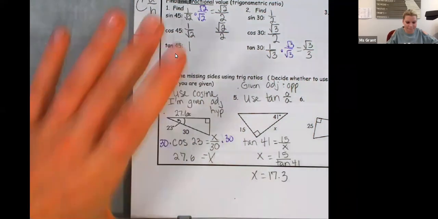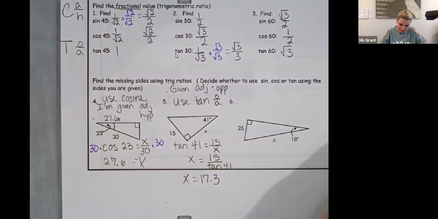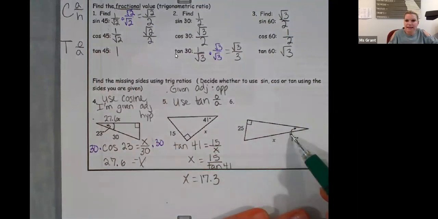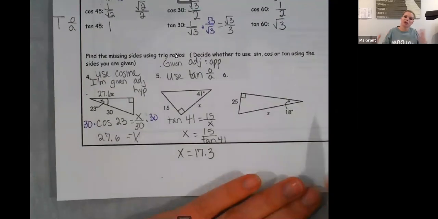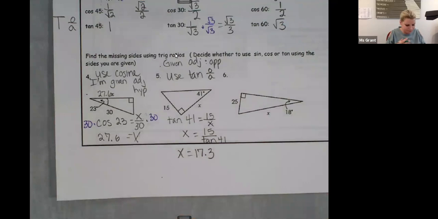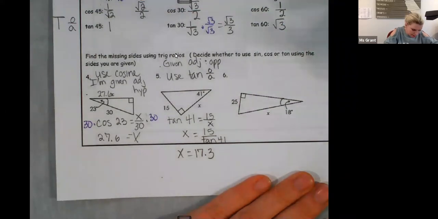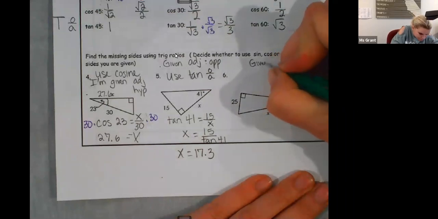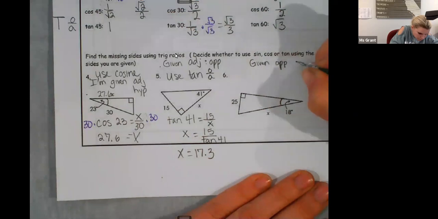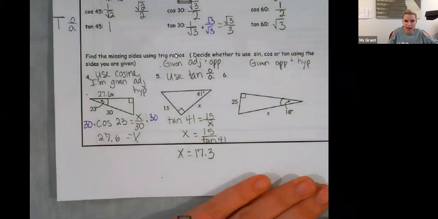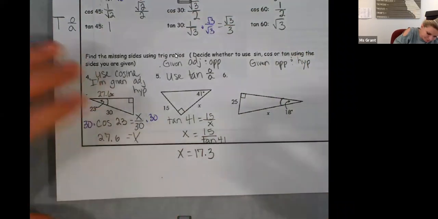Number 6. I am given an 18 degree angle. I have to decide, should I use sine, cosine, or tangent? What am I given? Here's the angle, 18 degrees. I'm given the opposite and the hypotenuse. So if I'm given the opposite and the hypotenuse, that's sine.